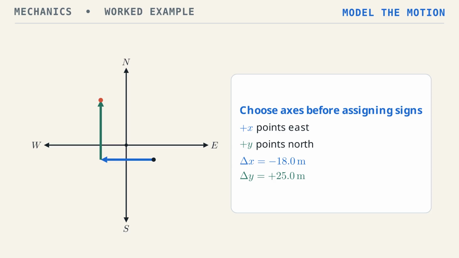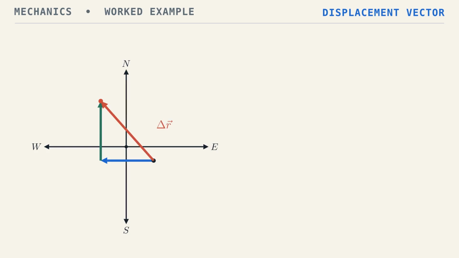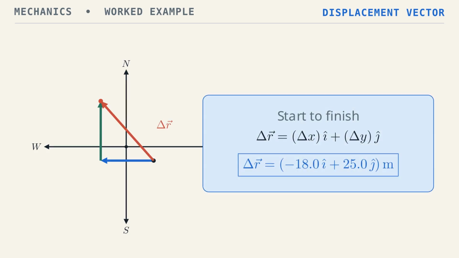You may keep the lengths themselves positive while drawing, but the vector components must carry the signs set by the coordinate axes. The displacement vector points directly from the starting point to the ending point. It is not the two-leg route itself. In unit vector notation, displacement equals the x component times i hat plus the y component times j hat. Substituting the signed components gives negative 18.0 i hat plus 25.0 j hat in meters. The signs tell us the direction. The units apply to both components.